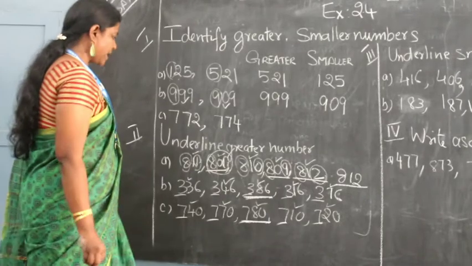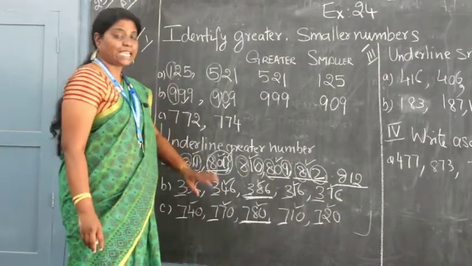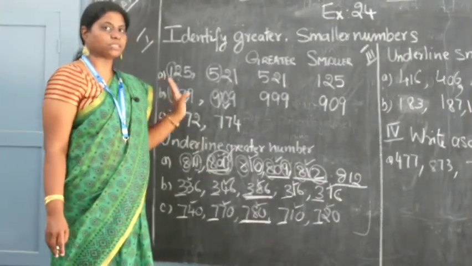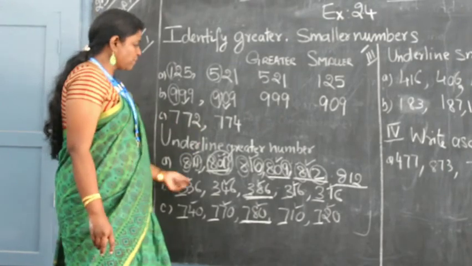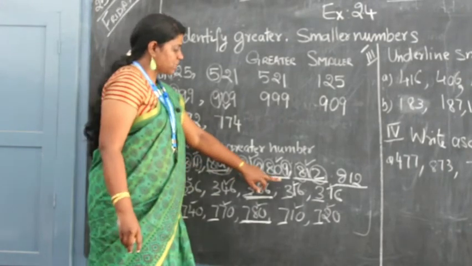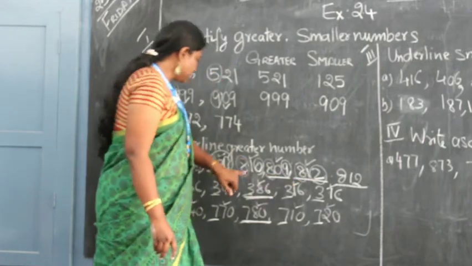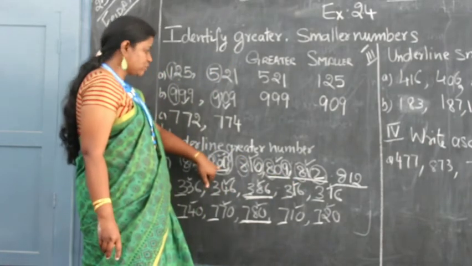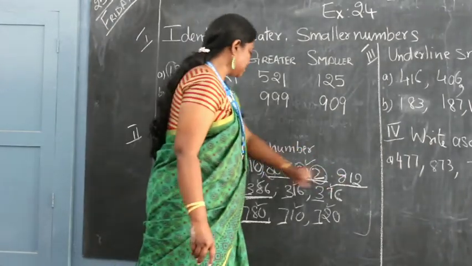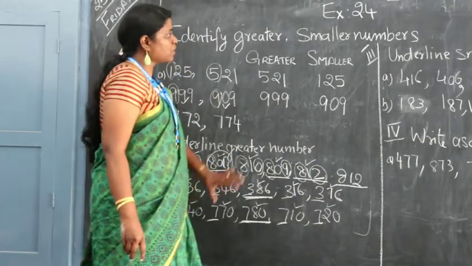Now you got to know, right? So you have to check each number to find out the bigger or the smaller number. So in the first example I showed you the smaller as well as the bigger. This was the smallest and this was the biggest, right? So now this is over.